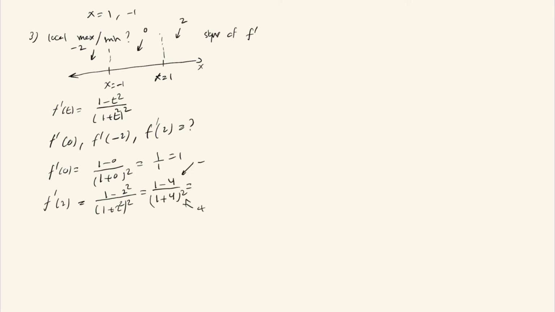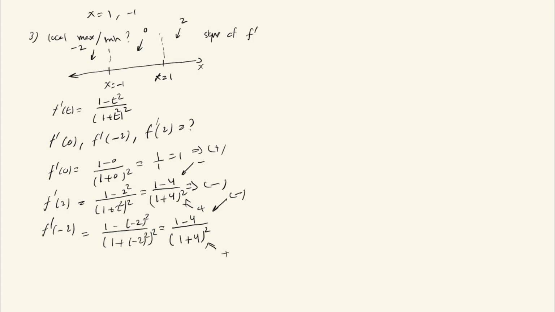Notice in here that the bottom, because it's squared, the sign is always going to be positive. So what we care about is the signs of the top. So when we have x equal to 0, the first derivative is positive, and then when x equals 2, the first derivative is negative, and then when x equals minus 2, the first derivative is going to be negative. So now I'm going to take these signs and mark them on the x-axis.